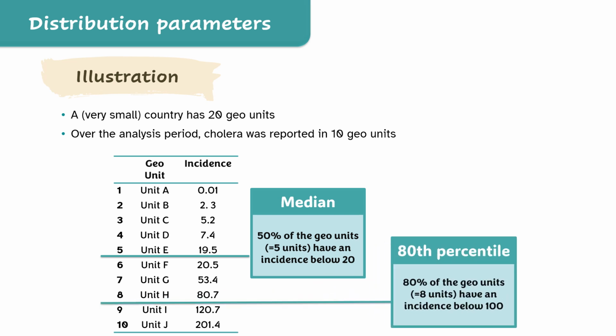What is the 80th percentile? In 80% of the geographic units, that is 8 geographic units, the incidence is below the 80th percentile. Therefore, the 80th percentile is 100.